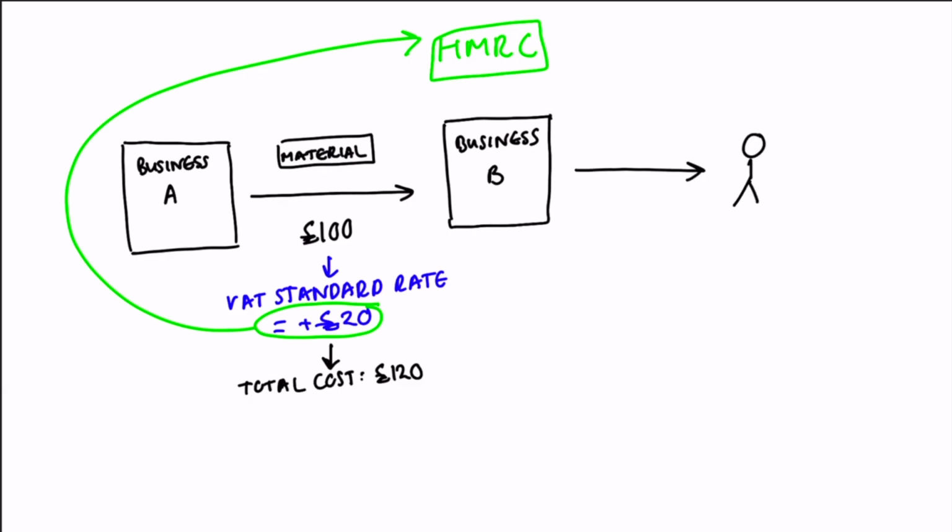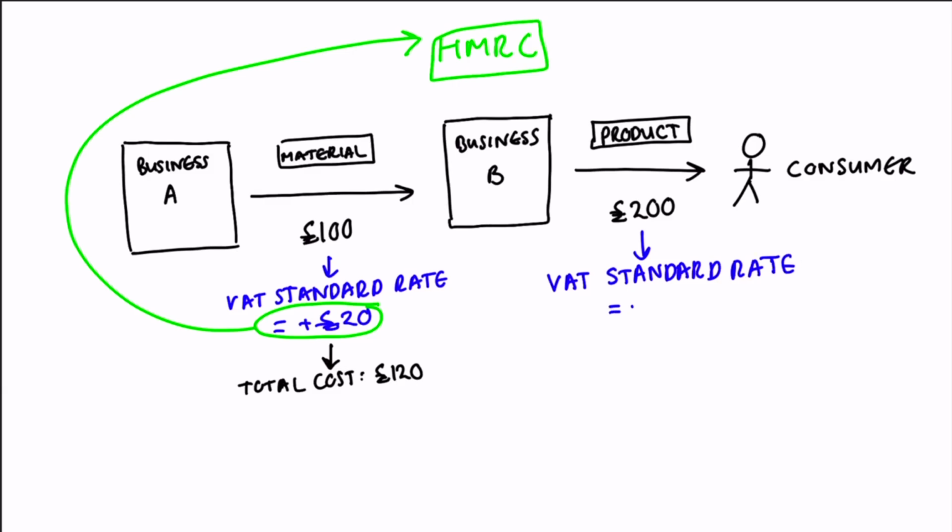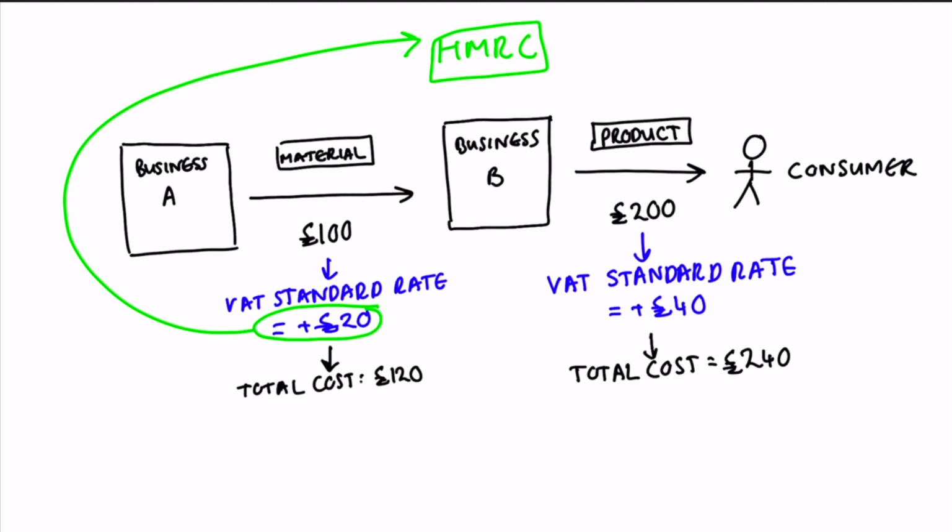Business B then produces a standard rated product from the material and sells this product to consumer A for £200 exclusive of VAT, so the consumer pays an extra 20% for VAT and pays a total of £240. The way VAT usually works is that Business A and Business B will not actually take the burden of paying the VAT. It is only consumer A who actually pays it. Business A has not paid any VAT in this example. It has only charged it to Business B.